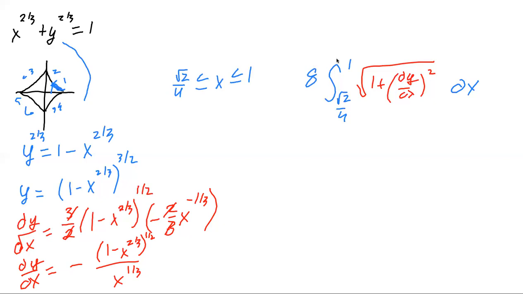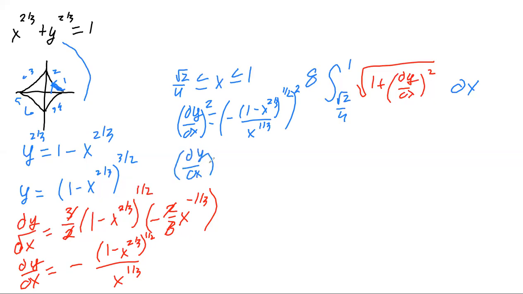So if we square this, dy dx squared is going to be the same as squaring this, negative 1 minus x to the 2/3 power to the 1/2 power all over x to the 1/3 power squared. Squaring the negative is going to make it a positive. Squaring that 1/2 power, we multiply. So in the numerator, we get a 1 minus x to the 2/3. Raising the denominator to the squared power, we multiply, x to the 2/3 power.